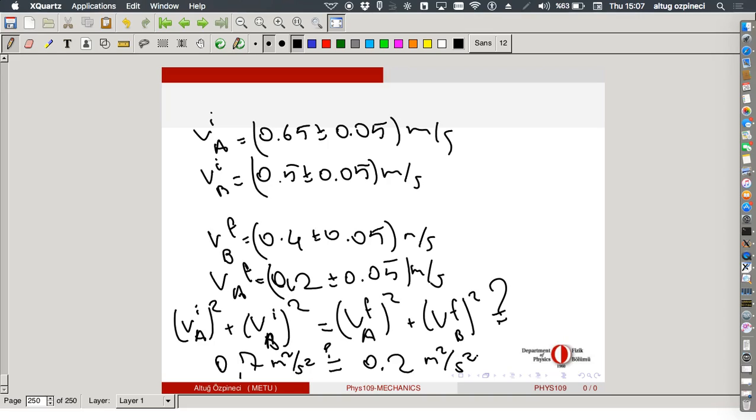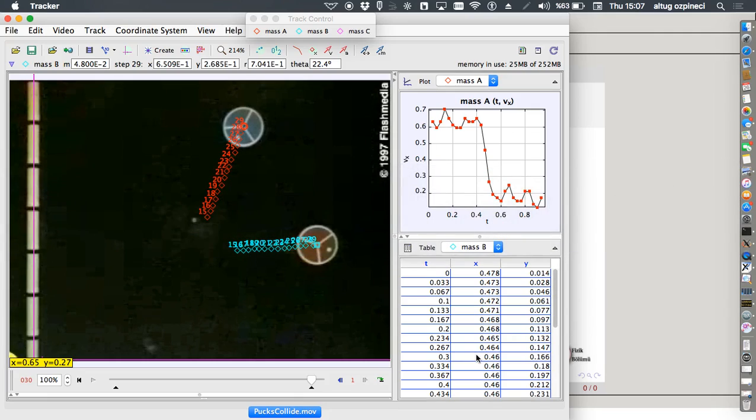Now, any questions on what we did over here? This is just a real-life application of what we are discussing. Although this video is not something I created, if you have a smartphone or a camera, you can just collide two objects and see how they collide. You can analyze it using this tracker, which you can download from the web, and then see if it is elastic or inelastic, and whether momentum is conserved or not.